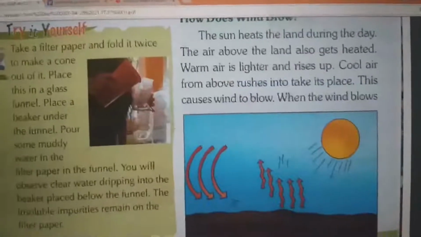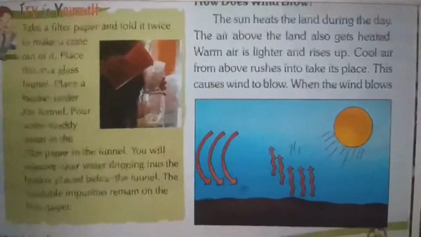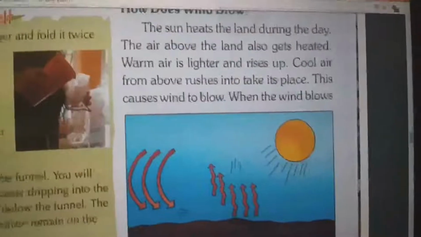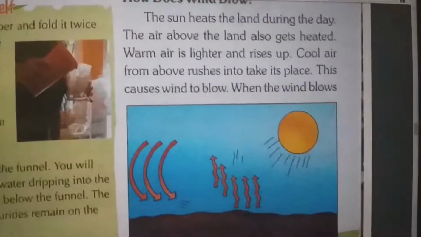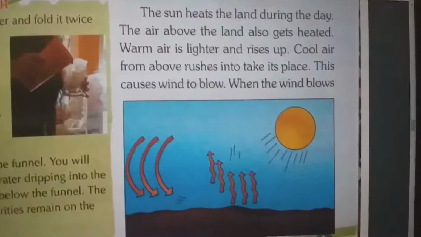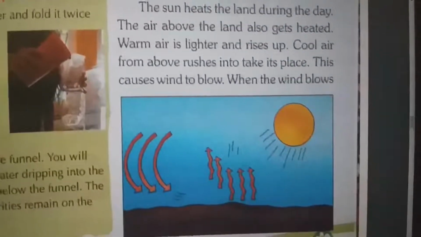Next is, how does wind blow? The sun heats the land during the day. The air above the land also gets heated. Warm air is lighter and rises up. Cool air from above rushes in to take its place. This causes wind to blow.